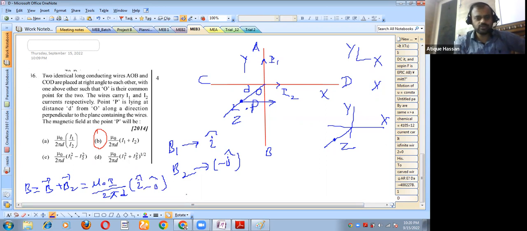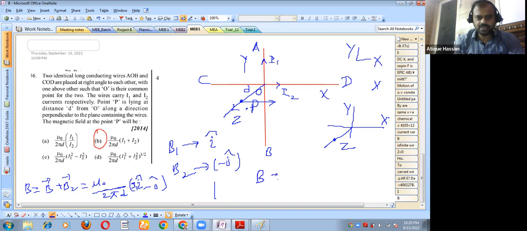So what we have to do is find the magnetic field, and the current is also not equal, right? Current is also not equal, so we cannot take I common. We can write it like this, and let me write it clearly.